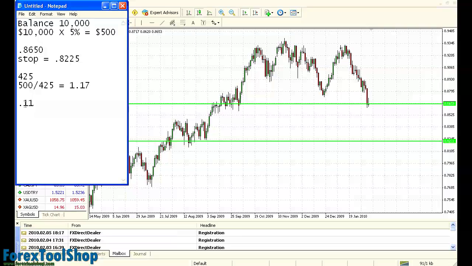The reason you don't go up to 0.12, which is actually close to our value here, is because we would go over our $500 risk if we got a 425 pip move to our stop loss. So basically we just round it down. It's always better to err on the conservative side and round down in these situations. So I hope this makes sense to everyone.